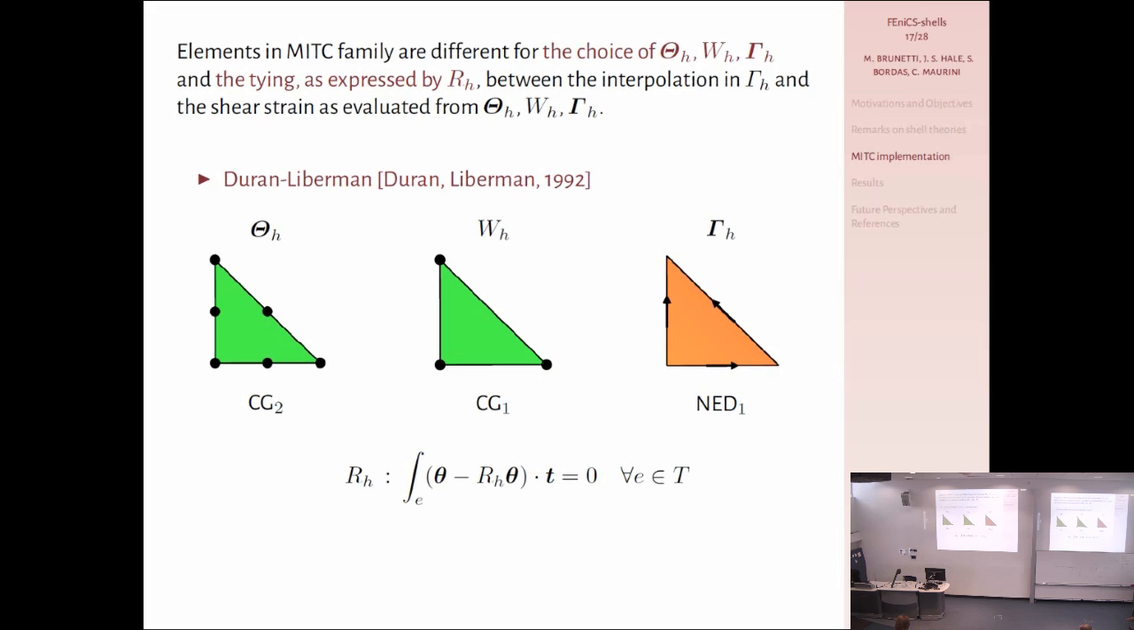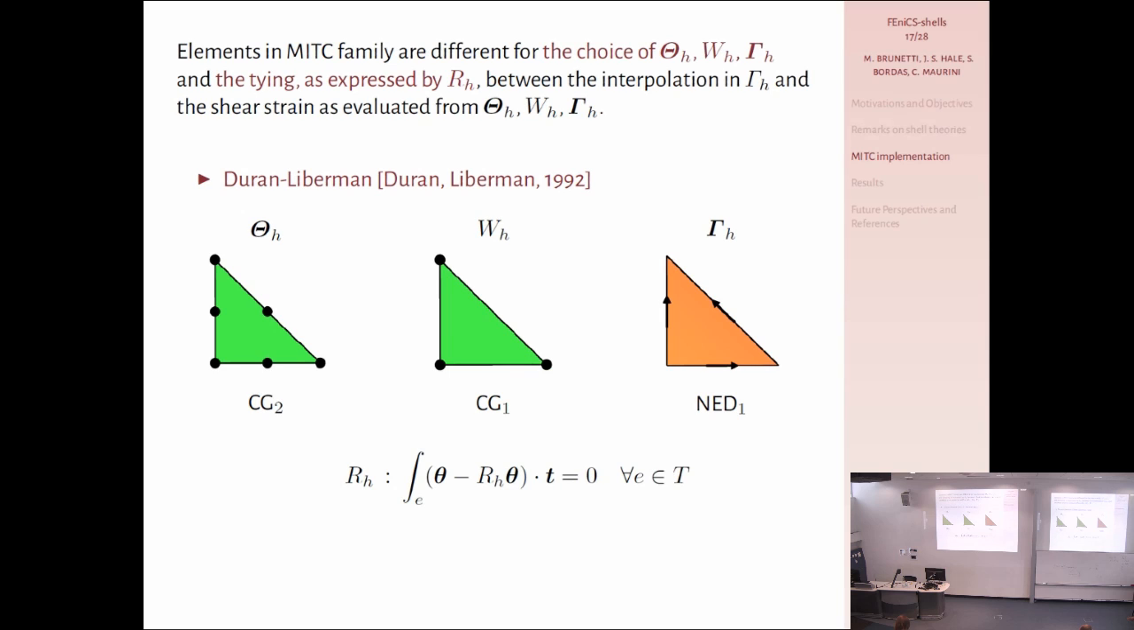So elements in this family differ only in the choice of the space for the rotation, for the transverse displacement, and for the shear strain, and for the tying, which is expressed by this reduction operator. And this tying is between the interpolation of the shear contribution in the shear space and the shear strain as computed with the standard displacement and rotation spaces.